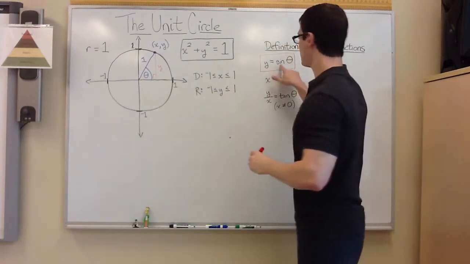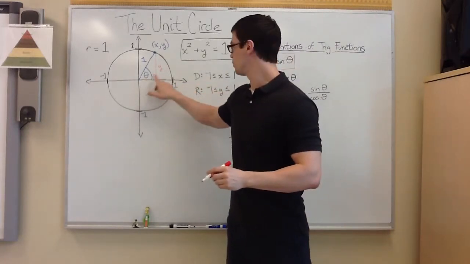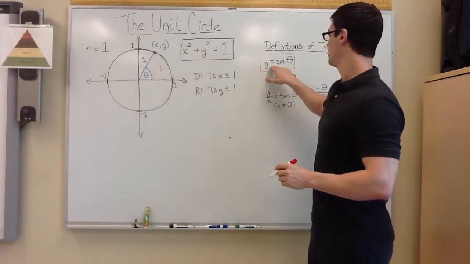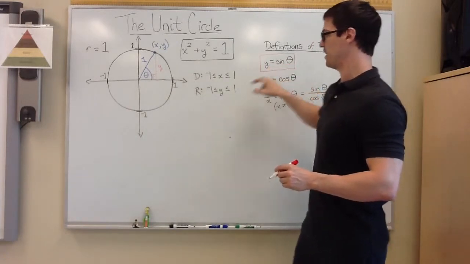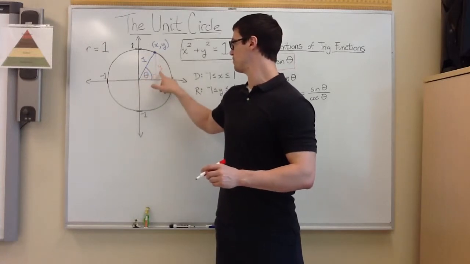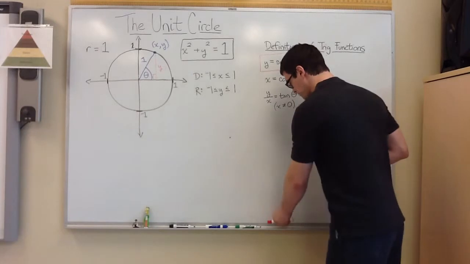And basically sine is a function that relates this theta measurement with whatever this y measurement is. Okay? So for our unit circle, our definition is y equals sine theta. It puts these two values together. So if you knew theta, you'd be able to figure out y. Okay? That's what sine is.